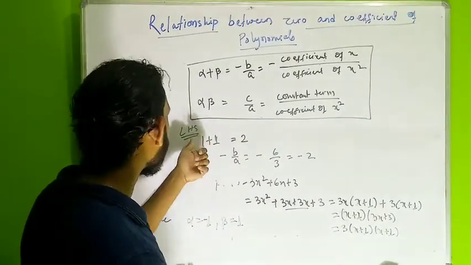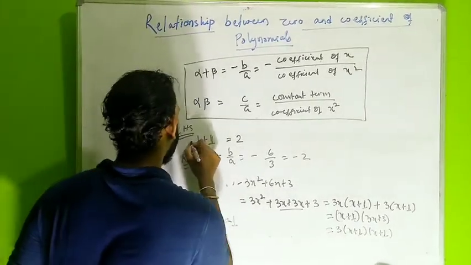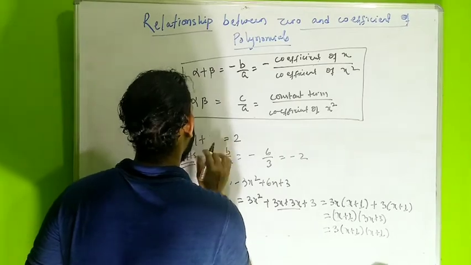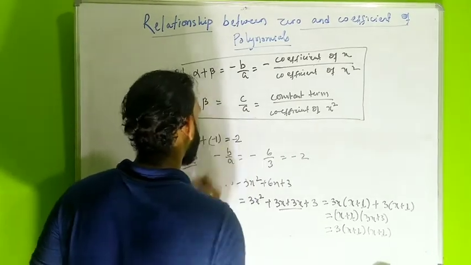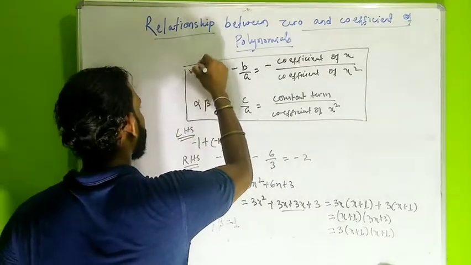So here LHS will be equal to minus 1 plus minus 1, so it will be equal to minus 2, and RHS is equal to minus 2. So this first condition is satisfied.